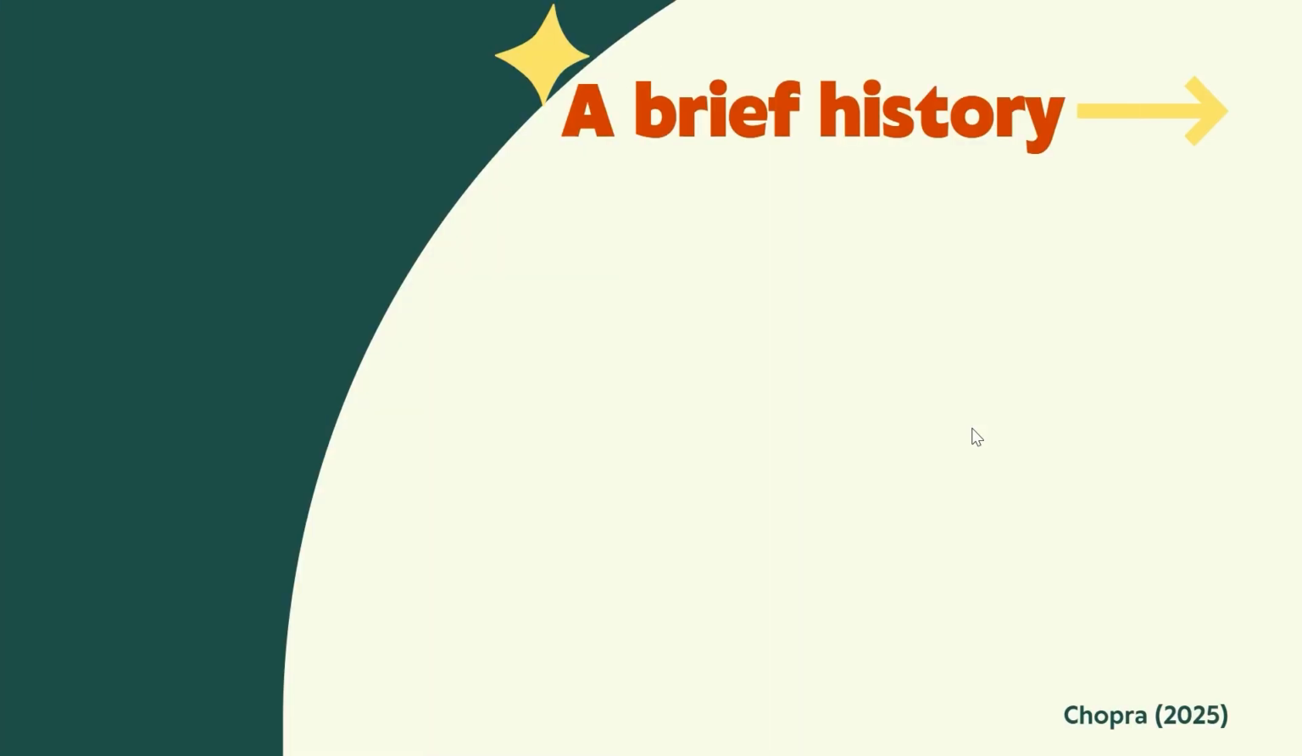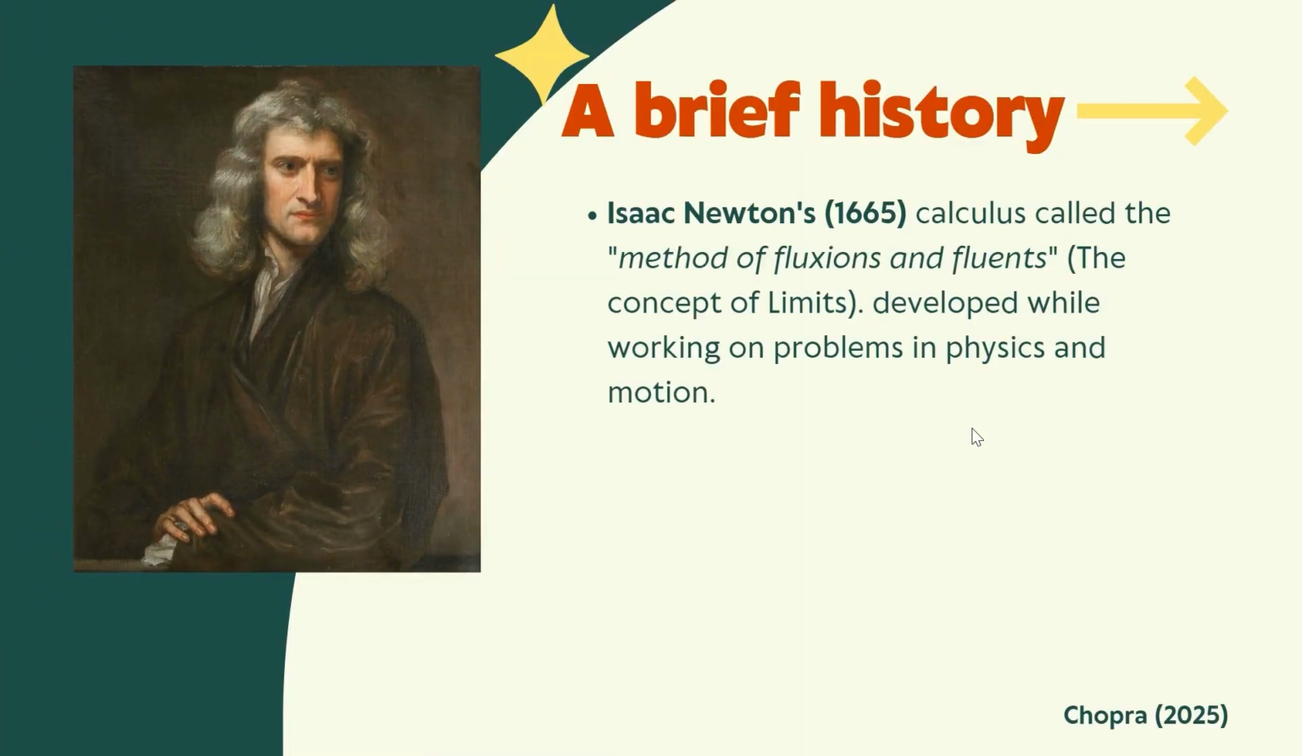Who invented that? Well, we know this guy. This is Sir Isaac Newton. His calculus is called the method of fluxions and fluents. He discovered the concept of limits and developed it, all while working on problems in physics and motion.